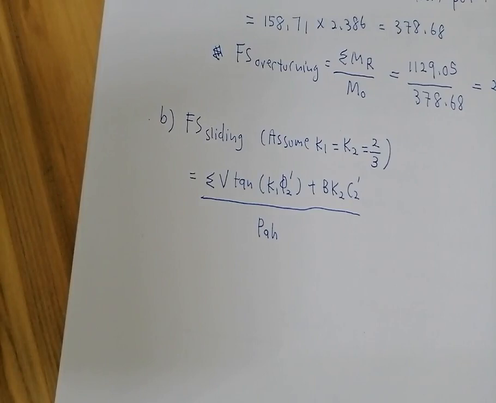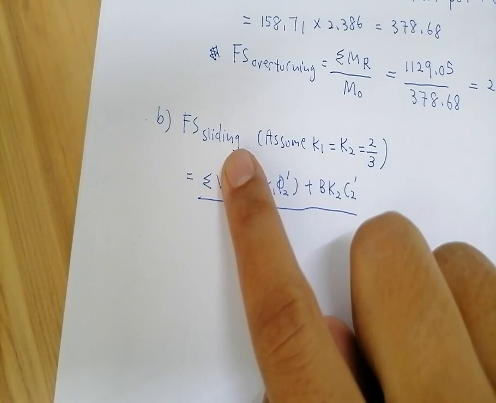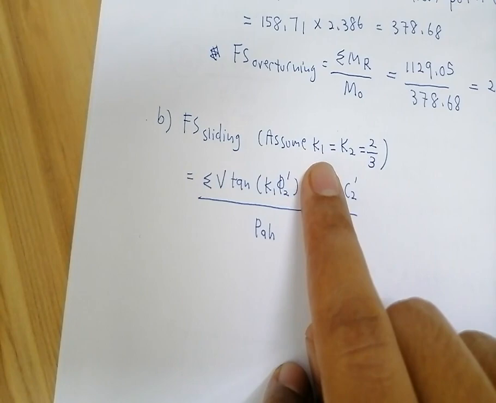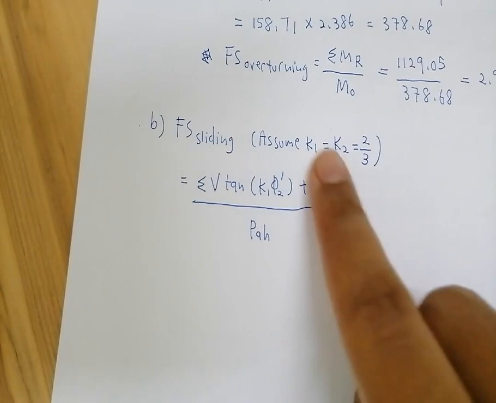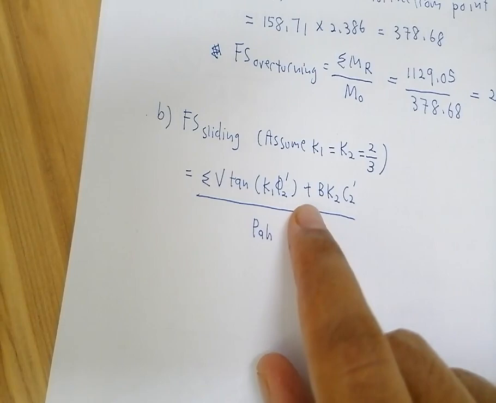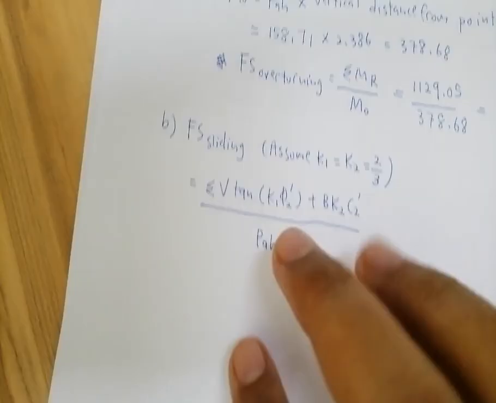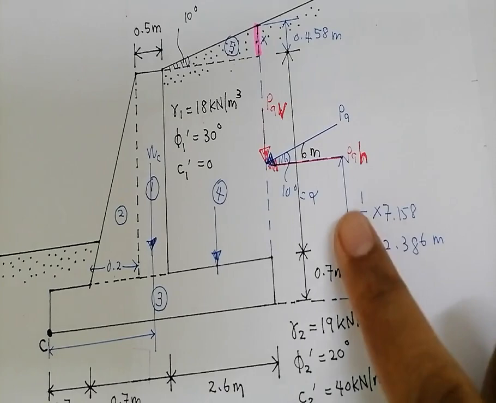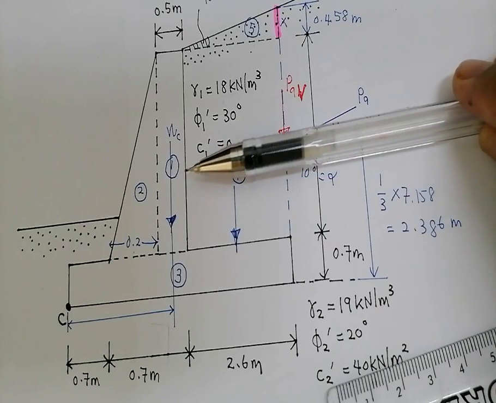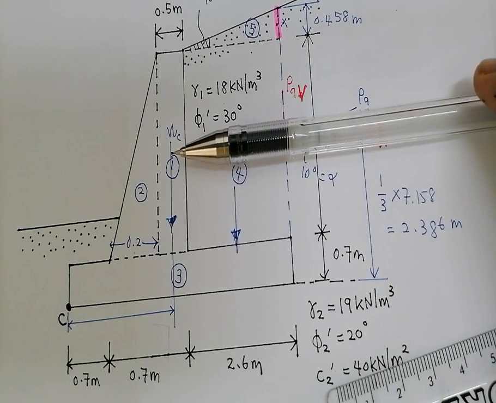Now we will calculate the factor of safety against sliding, and this is the same as what we did using Coulomb's earth pressure theory. So we assume k1 equals k2 equals 2/3, and this is the formula: summation V tangent k1 phi 2 plus B k2 c2 divided by PAH. PAH is the driving force, the force that is going to push your retaining wall and make it slide along the base.